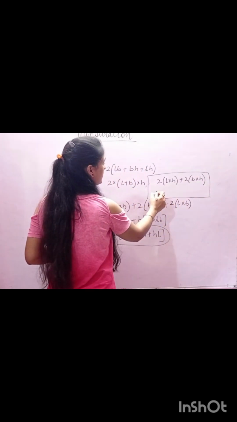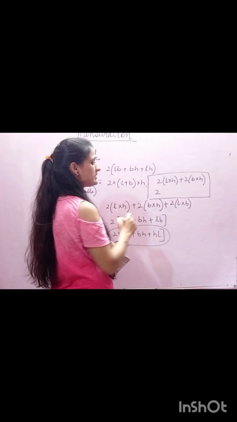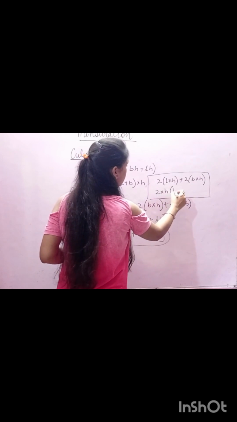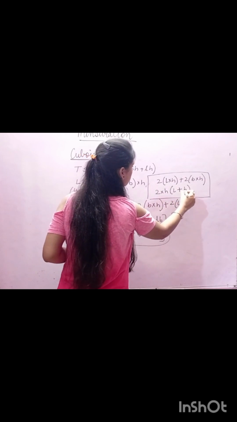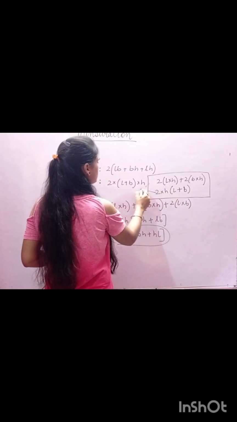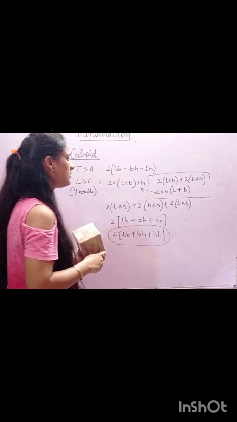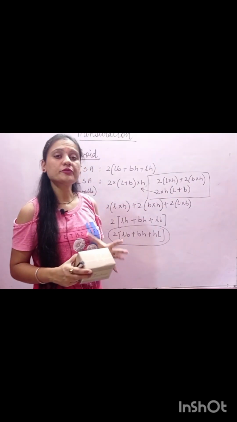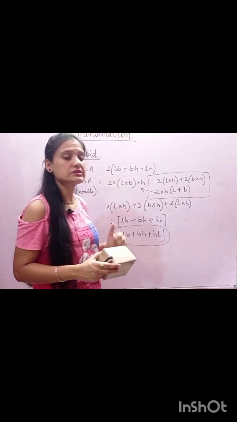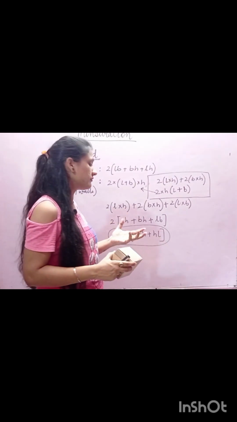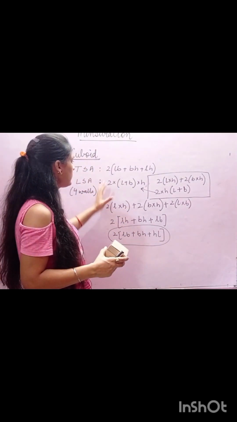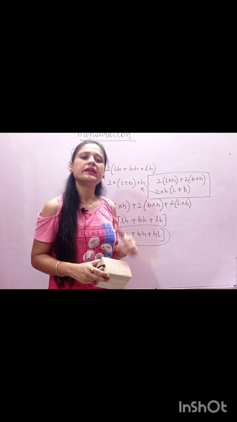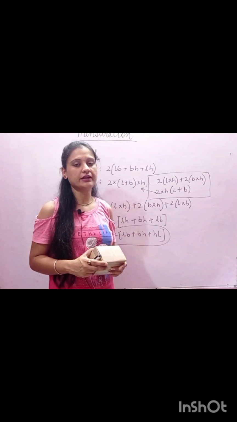Now if we take common, 2 is common here and what else is common? That is H. And here what is left? L and B. So this is how this formula came, that is 2 into (L plus B), outside that, into H. So I hope you understand how these formulas are arrived at, or derived, we can say, by this explanation. Now let us do some questions and try to understand more.